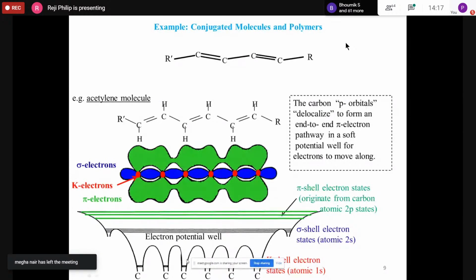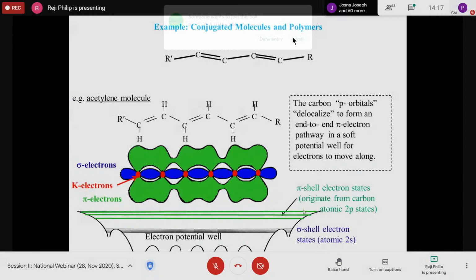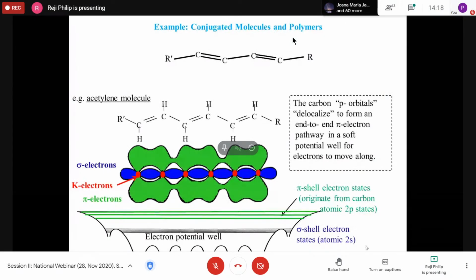So this is the electron potential well picture for the same situation. You can see the K shell electrons here, the 1s state actually, very down here, very close to the nuclei, and they're a bit down in the potential well. So therefore, they don't really get perturbed that easily. And the sigma shell electrons here, and then pi shell electron states, which are really, really close to the topmost of the potential well.